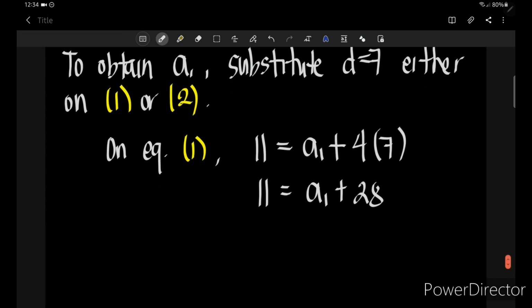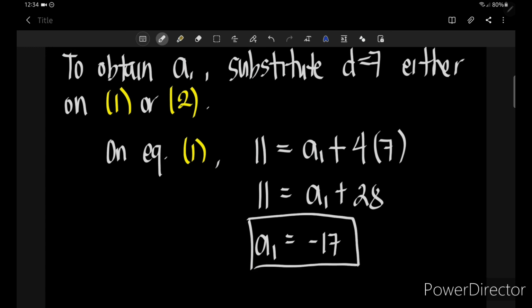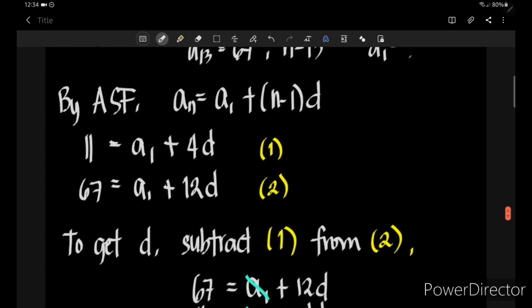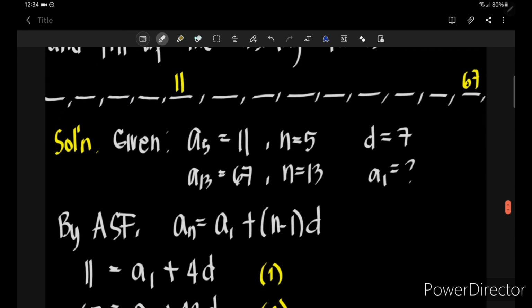And para makuha natin ng tuluyan yung a sub 1, transpose lang natin yung ating positive 28 sa left side, or you can add negative 28 both sides. So makakakuha tayo ng negative 17. Okay? Let us check. A sub 1 is negative 17. So pwede natin itong palitan. Itong negative 17.